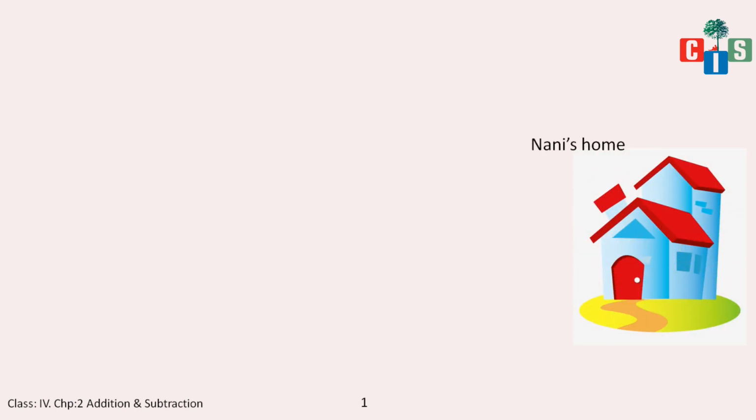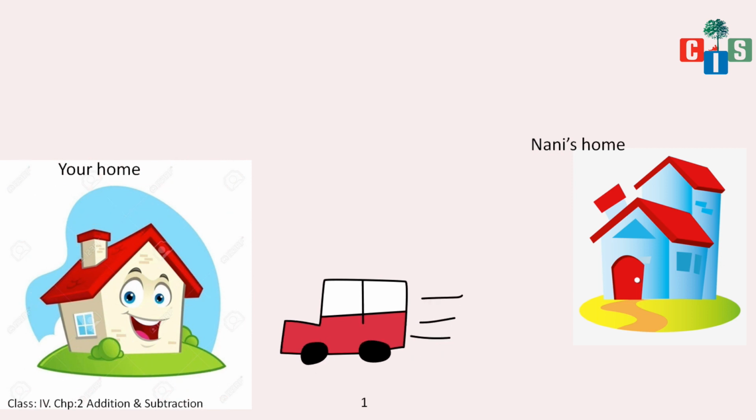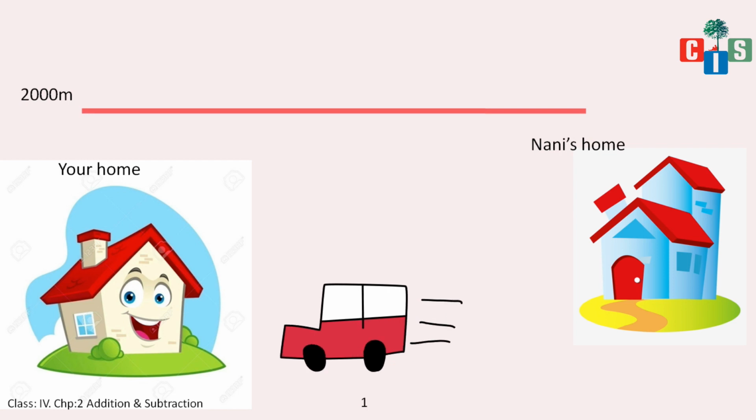I'll put you in a situation, okay? During a summer vacation, you went to your nanny's home, and when your virtual schooling started, you returned to your home. Let's say that the distance between the nanny's home and your home is 2000 meters and you traveled 1642 meters and then you stopped at a particular shop to buy certain groceries. Okay, so now how much do you have to travel to reach your home?